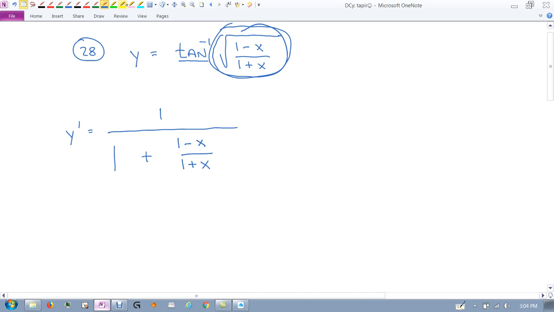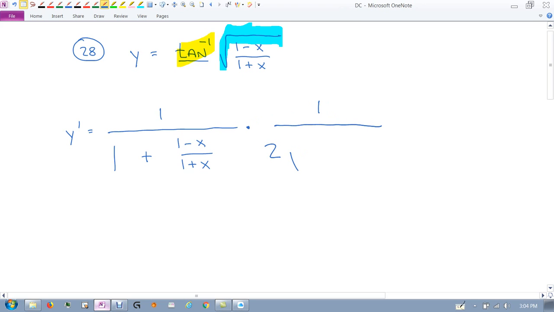Okay, so that takes care of just the arctan part. Now I got to go and take a look at this root part, right? The root part is the next part of the chain rule. So the derivative of the square root of something is 1 over 2 square roots of that something. And that something is 1 minus x over 1 plus x. Okay, so I'm done with that.